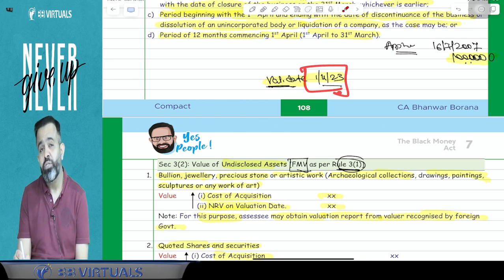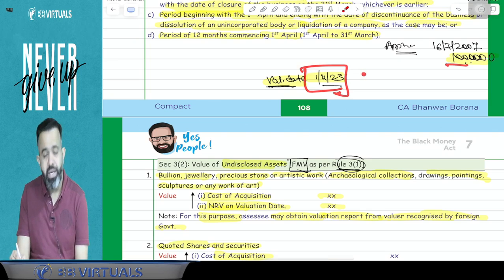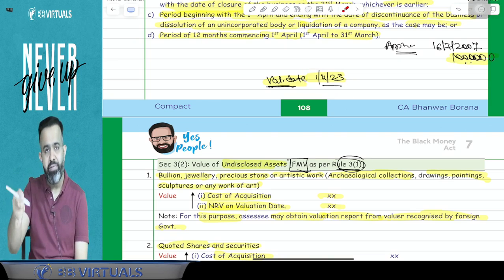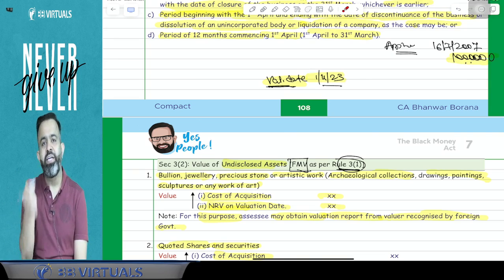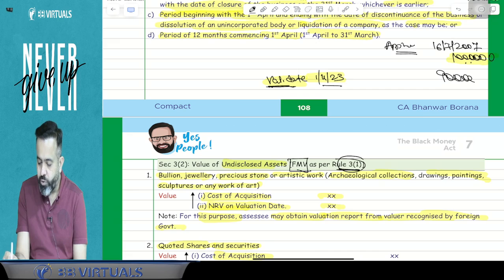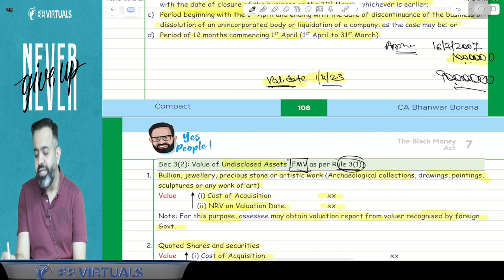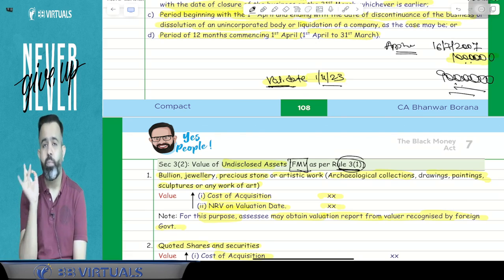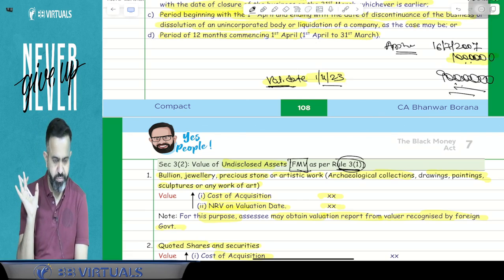On 1st April 2023, suppose this share's highest price and lowest price, just take the average, and after considering the average, multiply by the number of shares. Suppose today the value is 90 lakh rupees. So I have to consider 90 lakh here for the purpose of the value of the undisclosed foreign asset.